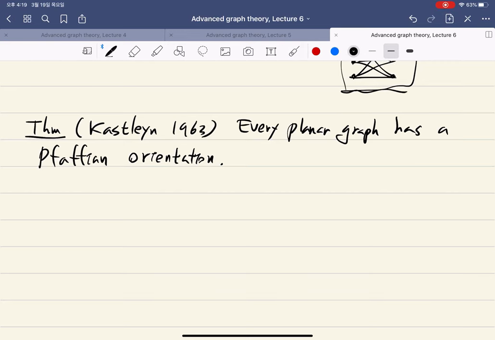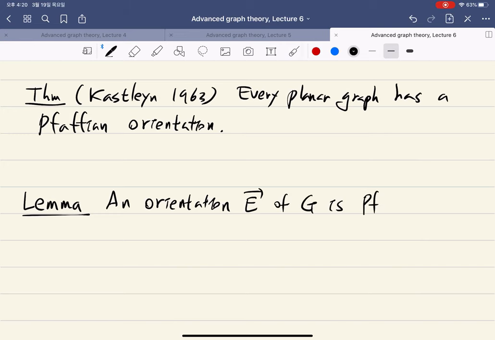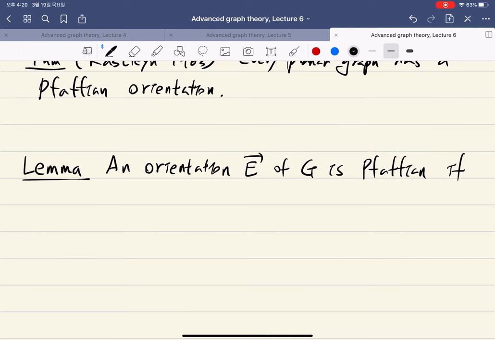So let's prove this theorem that every planar graph has a Pfaffian orientation. For that, we need some tool to determine which orientations are Pfaffian. So let's prove this lemma first. An orientation of G is Pfaffian if the following condition holds.